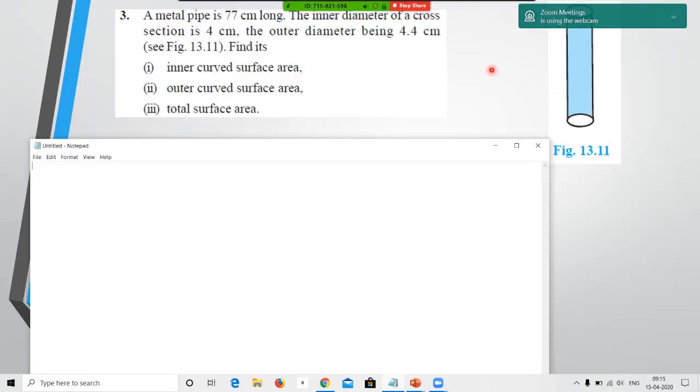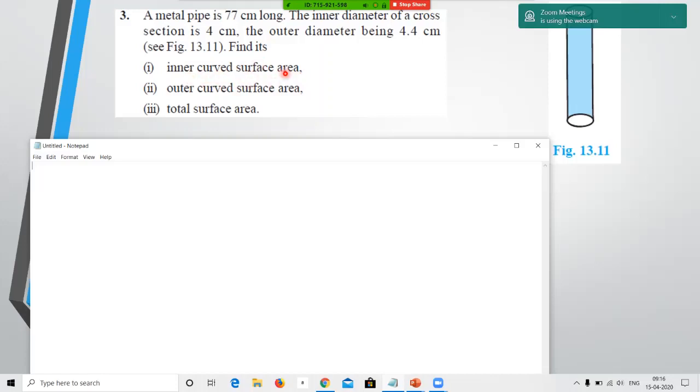So we have the length or the height, write it down. Height is 77. Inner diameter is 4 centimeter. If inner diameter is 4 centimeter, that means your inner radius is 2 centimeter. Are you writing? Then the outer diameter is 4.4. That means the outer radius is how much? 2.2. Am I right? So what is the thickness of the metal pipe? 0.2 centimeter. Yes, perfect. That is external radius minus the internal radius. Is that clear? Now let us do the parts one by one.